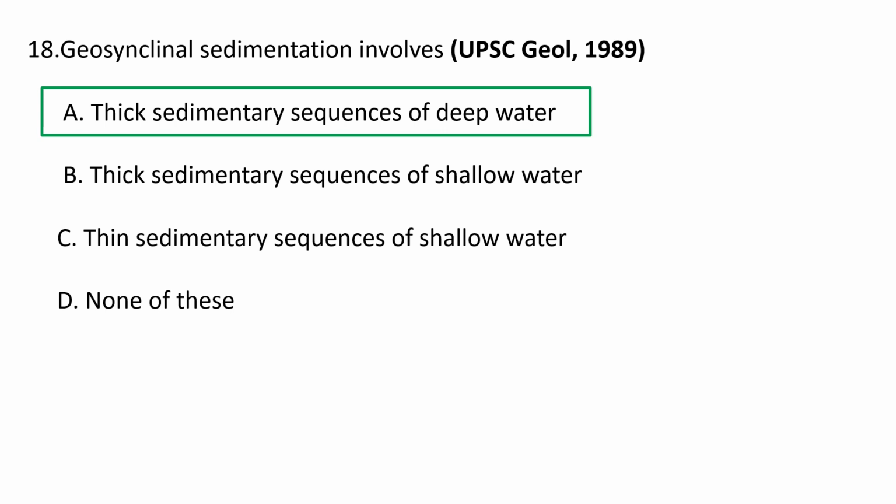A geosyncline is a large-scale depression in the Earth's crust containing very thick deposits. It is a linear trough of subsidence of the Earth's crust within which vast amounts of sediment accumulate. That's why it's a thick, huge pile. It's a thick sedimentary sequence of deep water.